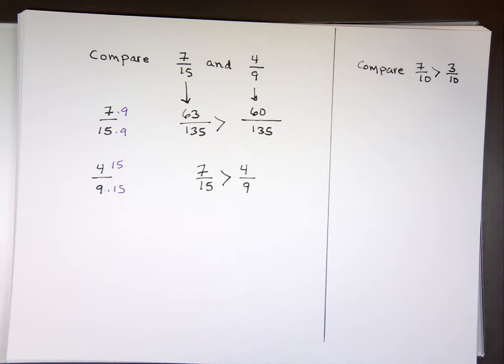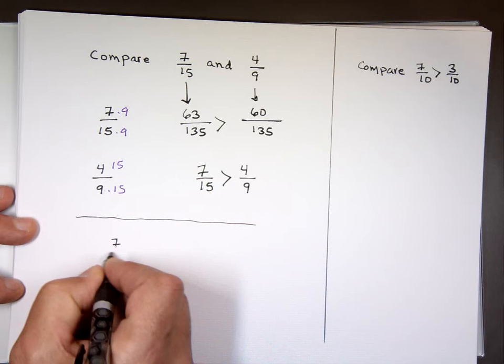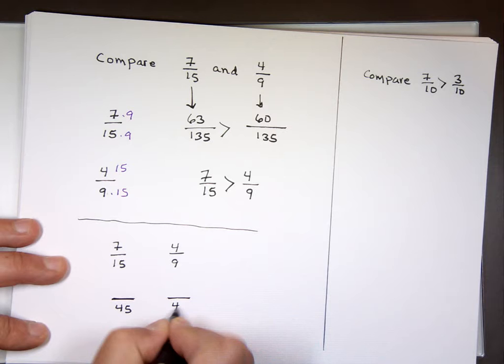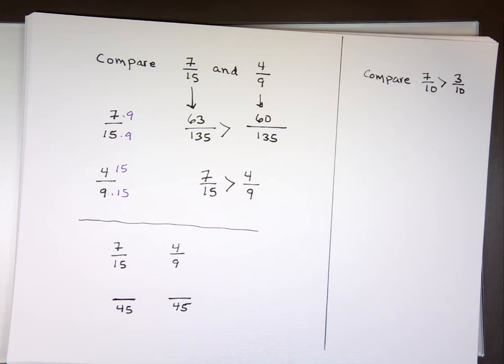Notice the same example. The 7 over 15 and the 4 over 9. Instead of that 135, which is a big number, I said, you know what? Let's make the bottom both 45. How do you turn the 15 to 45? Multiply it by what? Isn't it by 3? If you multiply this by 3, I'll make it a 45. If I multiply this by 3, what do we have?